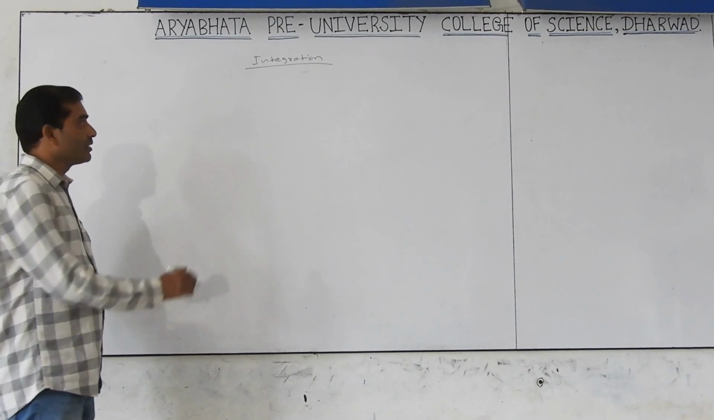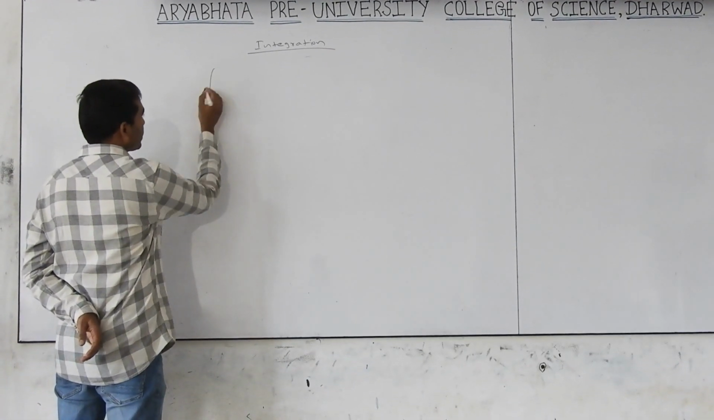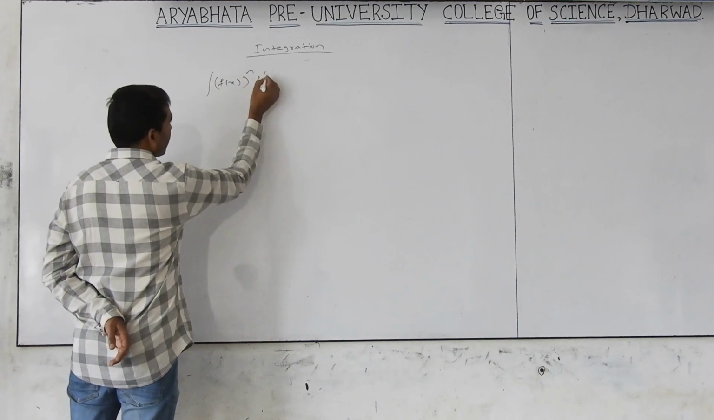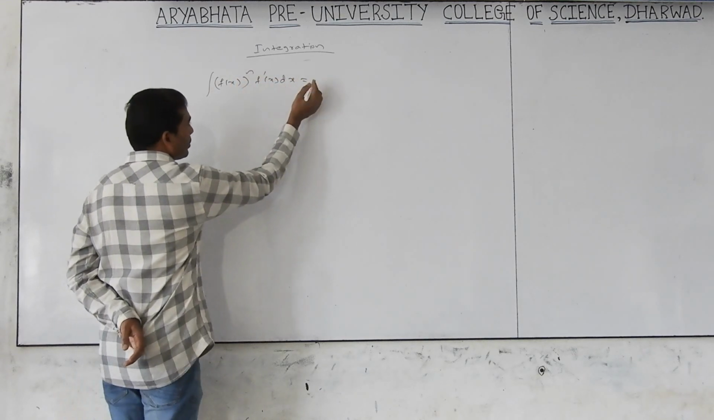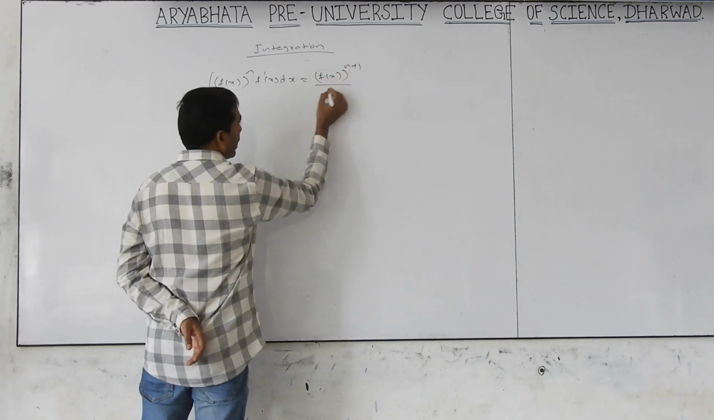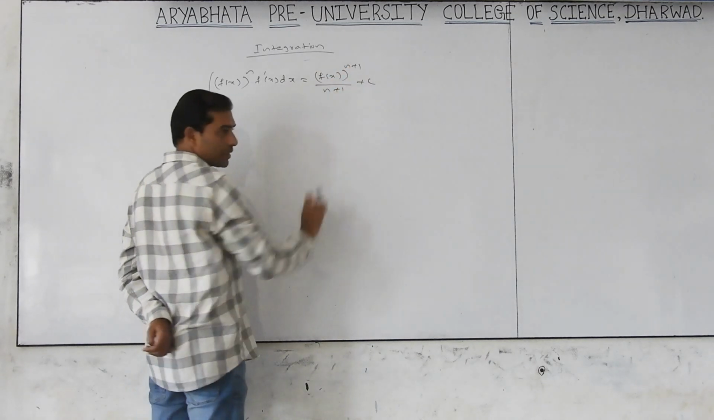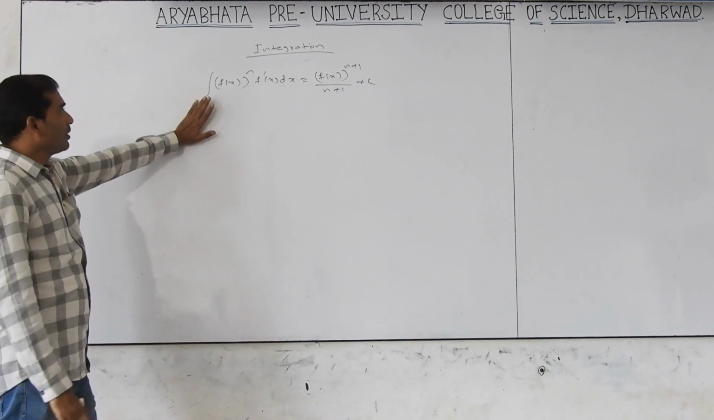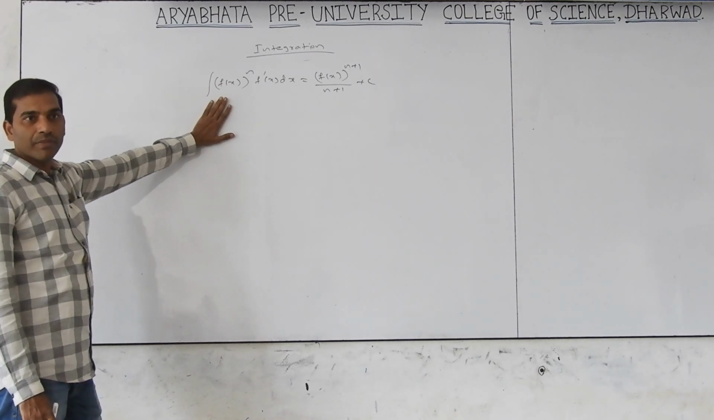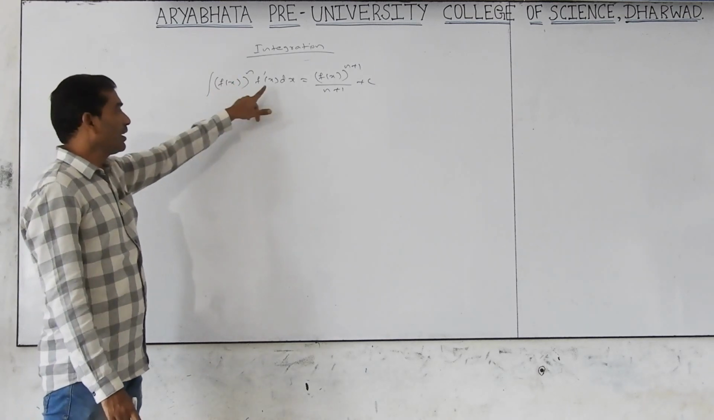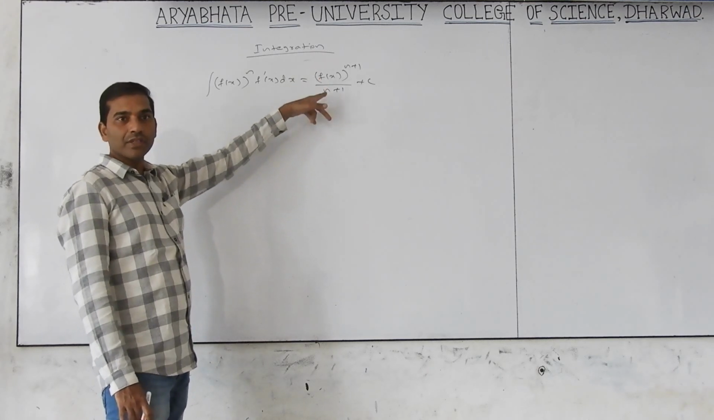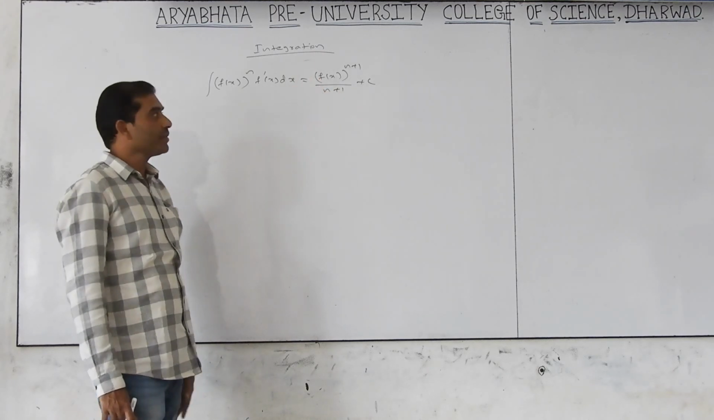Today we have discussed the formula: integration of [f(x)]^n · f'(x) dx equals [f(x)]^(n+1)/(n+1) + c. We have proved this, and it is considered a standard formula. [f(x)]^n times the derivative of f(x) gives the answer [f(x)]^(n+1)/(n+1) + c.